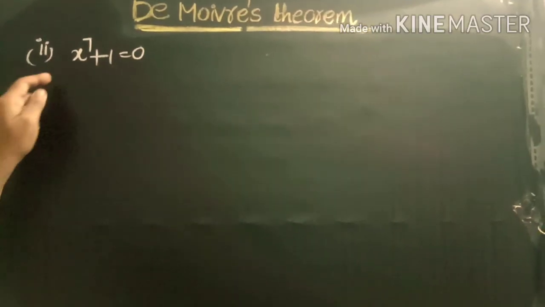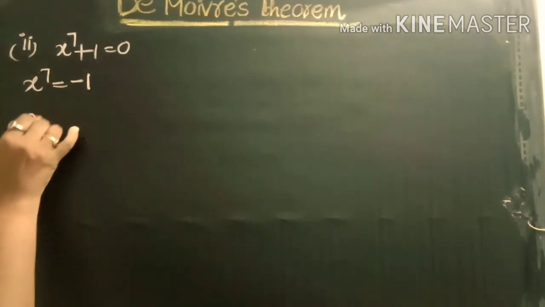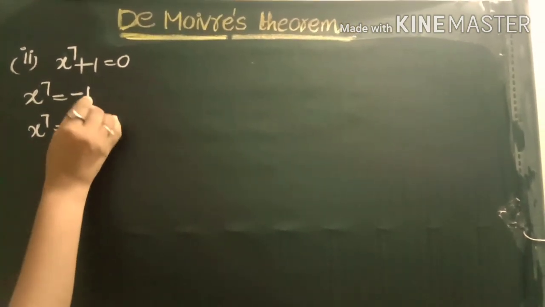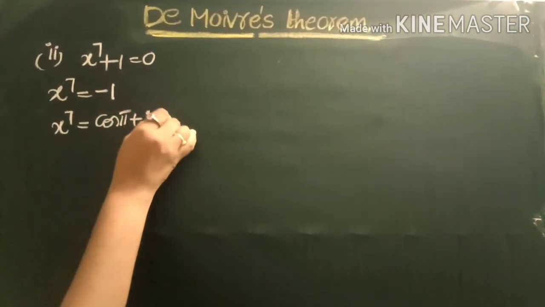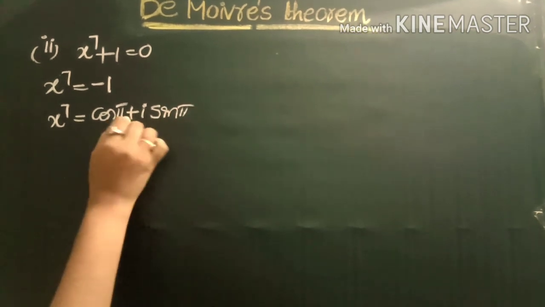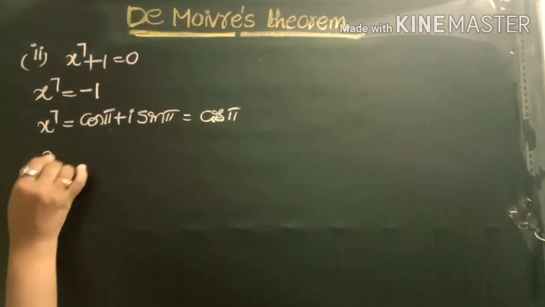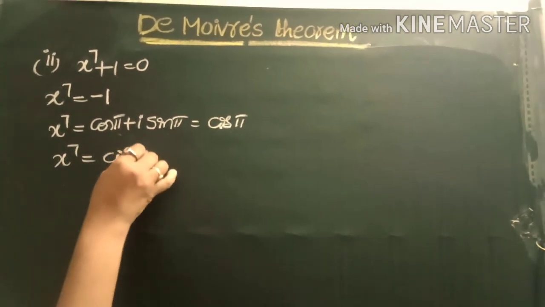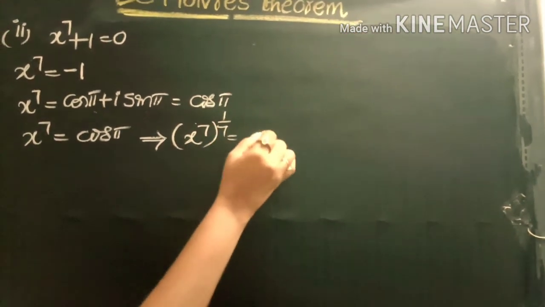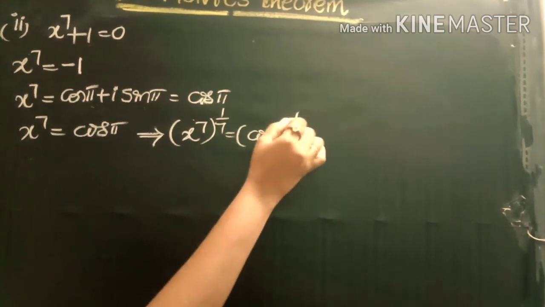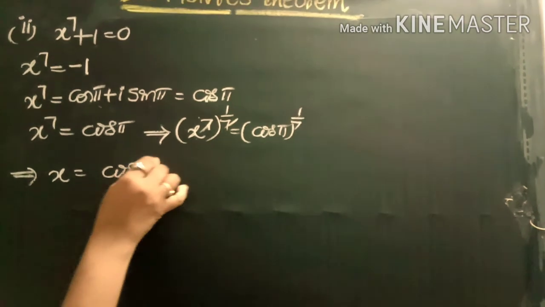Solving the second equation, x^7 + 1 = 0, then x^7 is equal to -1. That is, x^7 = -1, which is taken as cos π + i sin π, since cos π is equal to -1 and sin π is equal to 0. And this is equal to cis π. So x^7 = cis π, which implies applying power 1 by 7, (x^7)^(1/7) = (cis π)^(1/7). That is the value of x is (cis π)^(1/7).